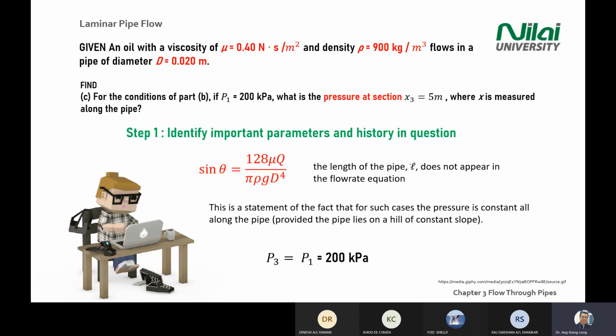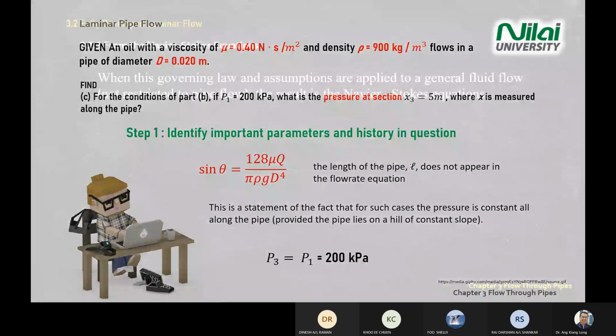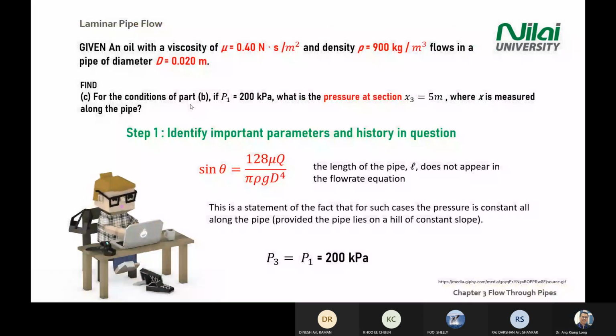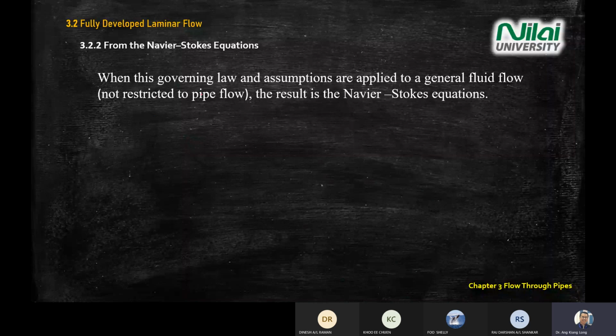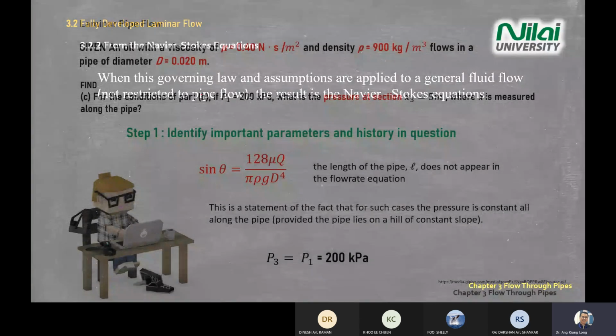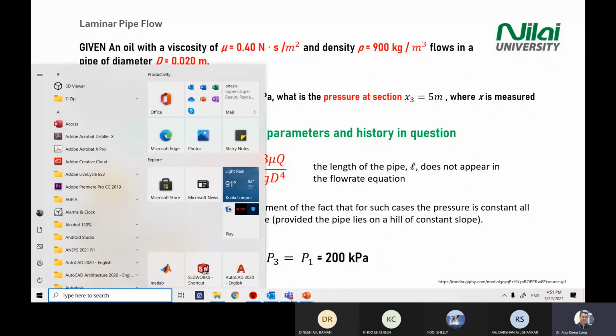So I think we're done with this one. Okay, let's go for a short break, 10 minutes break, then we continue with the Navier-Stokes equation and so on. So we stop at this slide. Let me stop the recording.